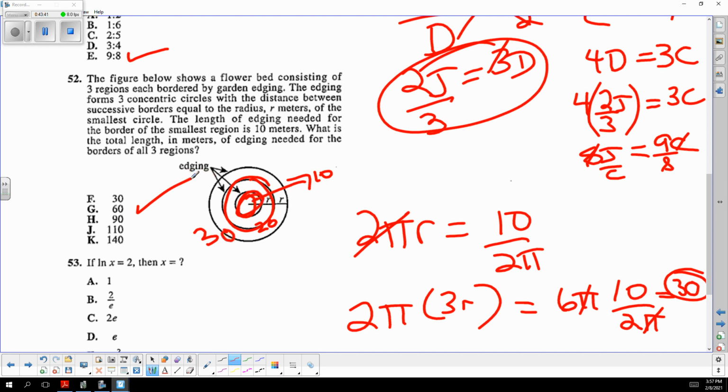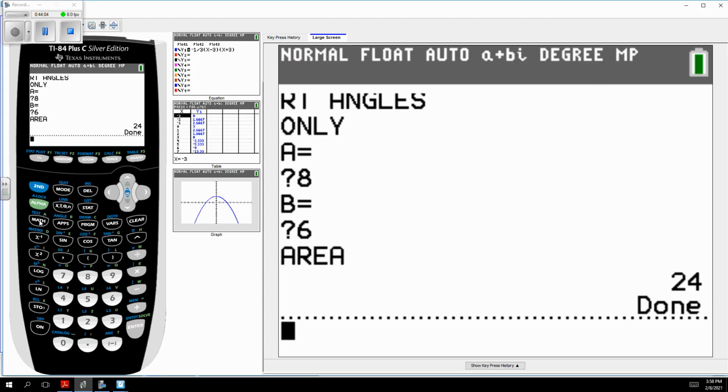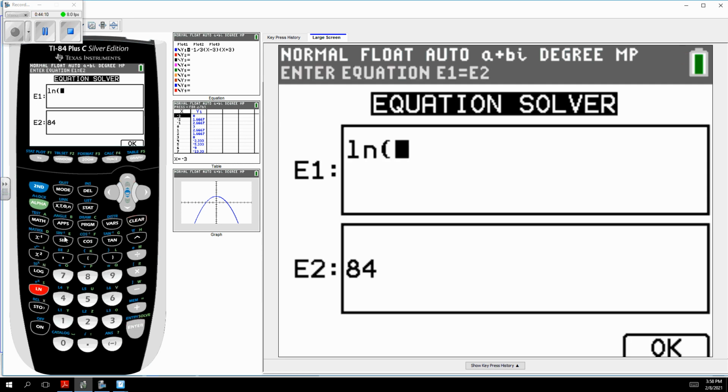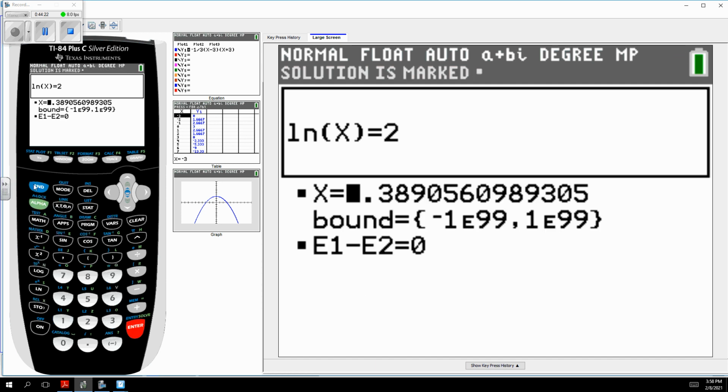A log is base, ln is base e. So if you know your logs, e squared is equal to x, and that's your answer, e squared. You can also do it on the calculator with solver. ln x, ln is right here. It's supposed to be equal to 2. Okay. And the answer is 7.38.